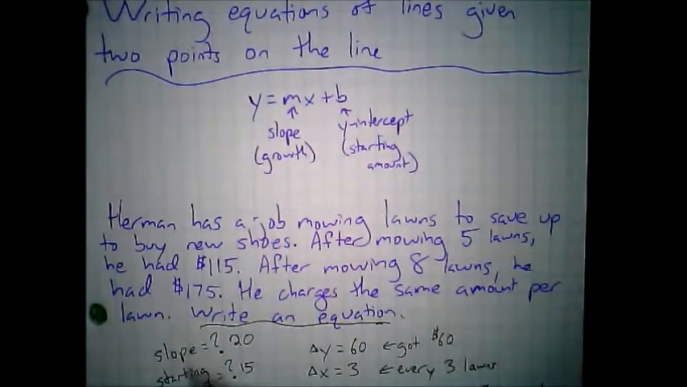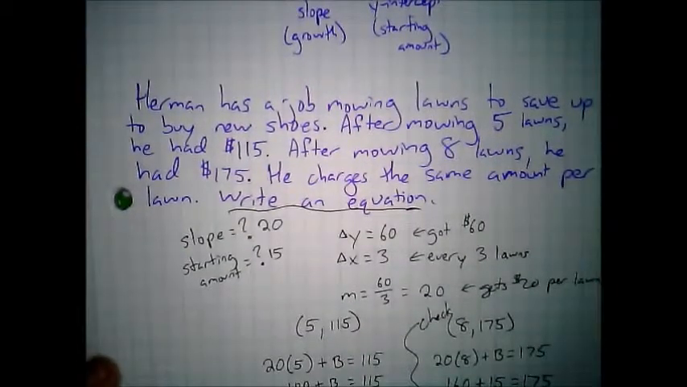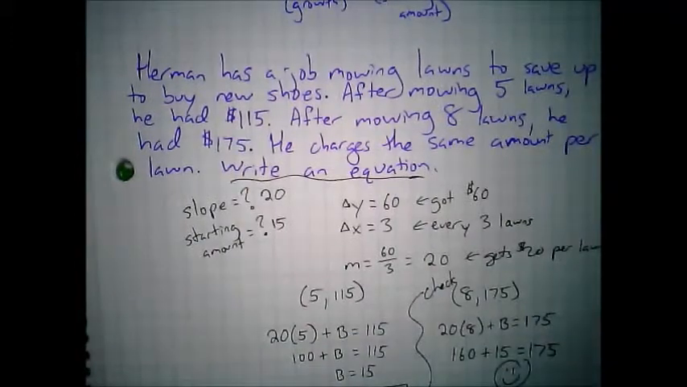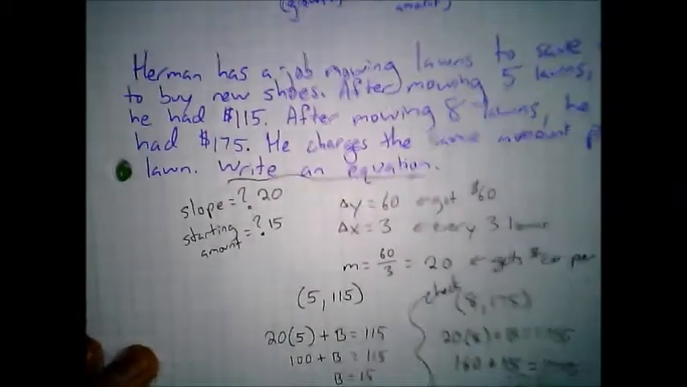Well, we still need the slope and the starting amount. Whenever it says write the equation of a line, you have to identify the slope and the starting amount. And once you identify the slope and the starting amount, it's very easy. The only difference in this problem from the type 4 is we weren't given the slope. We had to figure out the slope.